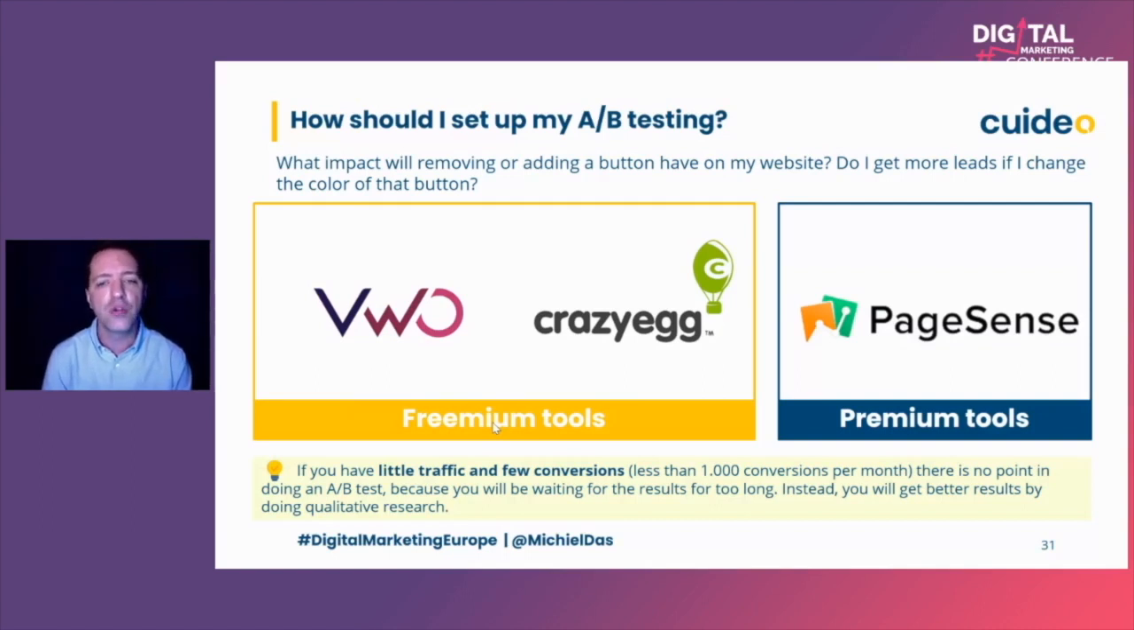So if you have less than 1,000 conversions a month, more or less, right? Obviously, don't take this as the per se threshold, but you have to have a certain amount of conversions per month. If not, doing A/B testing doesn't make so much sense because you're going to be spending too much time. It makes more sense to do qualitative research, right? And to see how you can first get more volume before you actually start to do A/B testing, right?